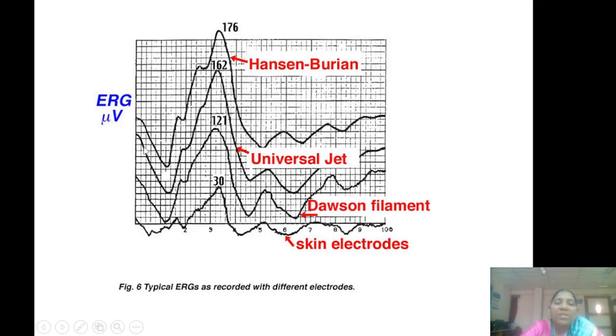Now these are the waveforms which we have measured using those electrodes. When you use the Hansen-Burian electrodes, you can see how the ERG amplitude looks. It has the highest amplitude compared to all other electrodes, with a peak amplitude of around 176. Next is the universal jet electrode, with an amplitude of 162. The third is the Dawson filament electrode, with an amplitude of 121. And the last one is the skin electrode, whose peak amplitude is 30. The waveform performance of each electrode is given here, and the peak amplitude value is also mentioned. Among the different types of electrodes used, the Hansen-Burian electrode has the highest amplitude of 176.